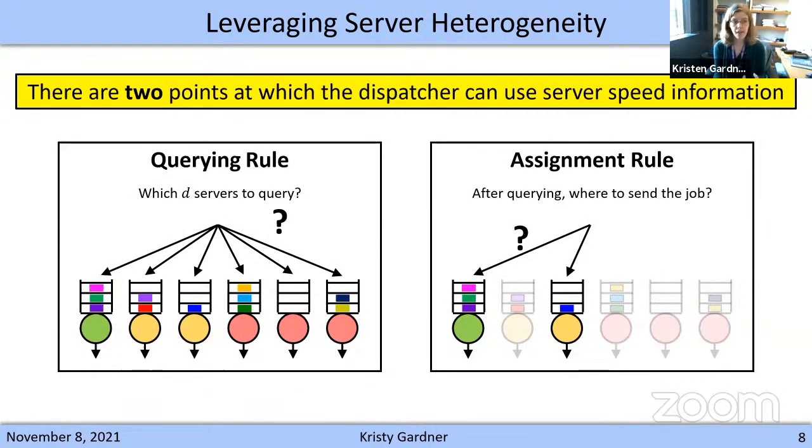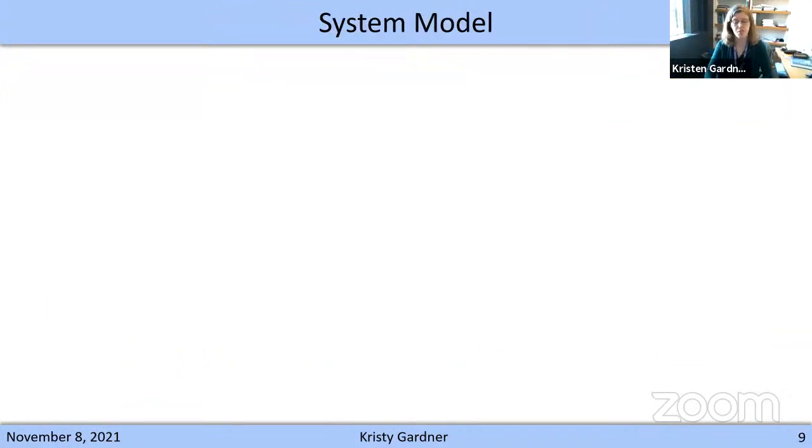decision points. And so our idea here is to explicitly decouple a dispatching policy into a querying rule and an assignment rule, and to use server speed information at both of these points to try to find the best overall policy that makes the best use of server speed information in the combined querying and assignment decisions. So I want to talk a little bit about the system model that we're dealing with, and then we'll come back and think about what we mean by querying rules, what we mean by assignment rules.